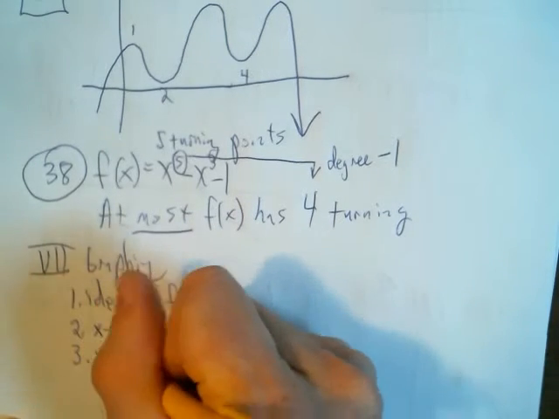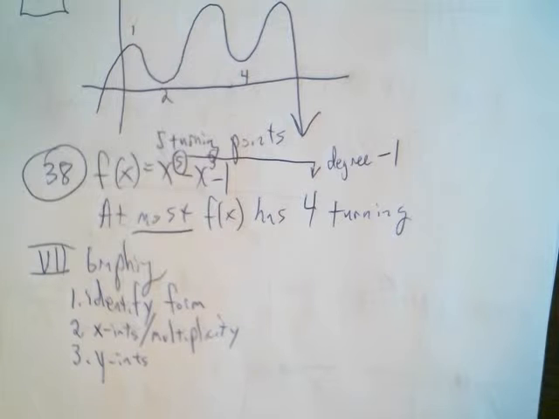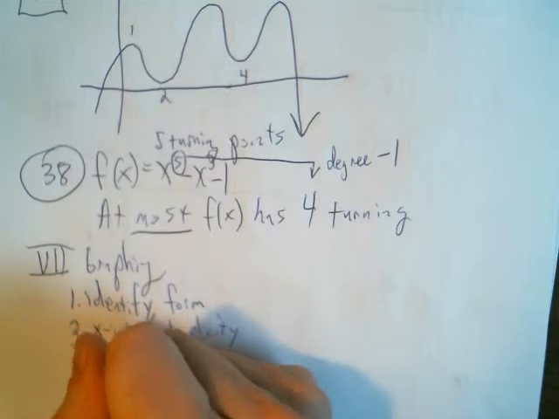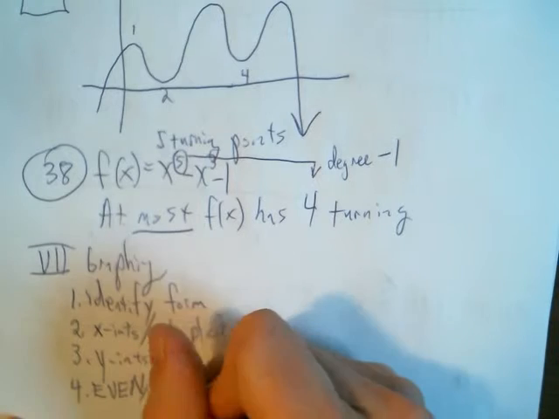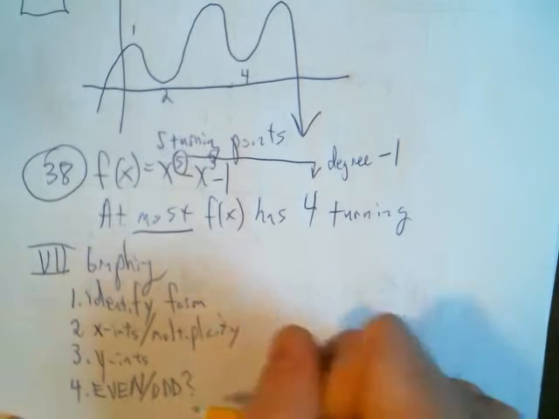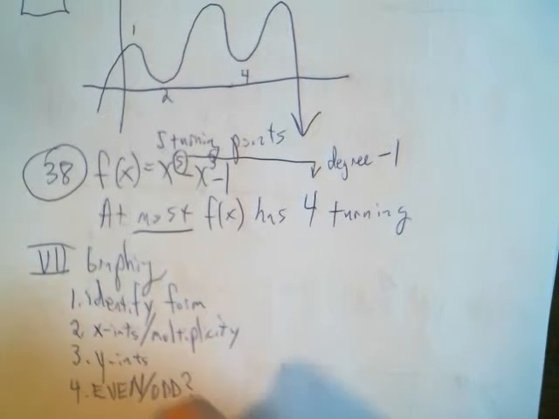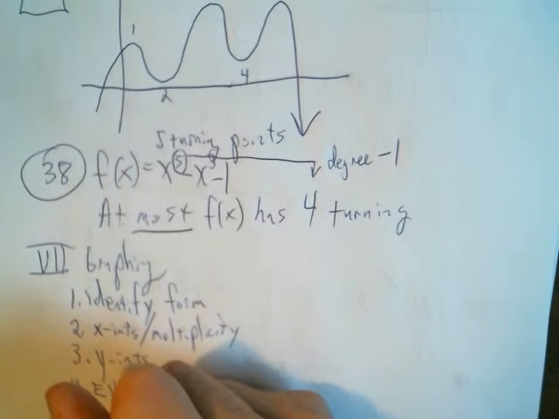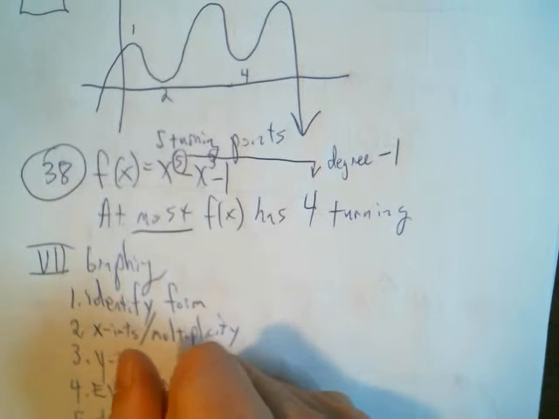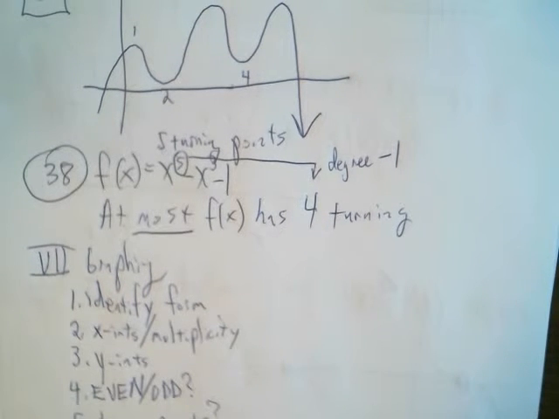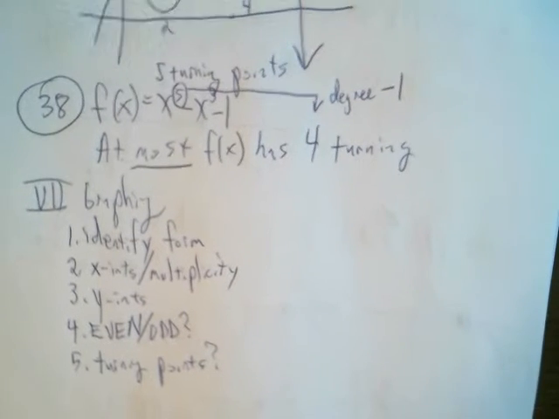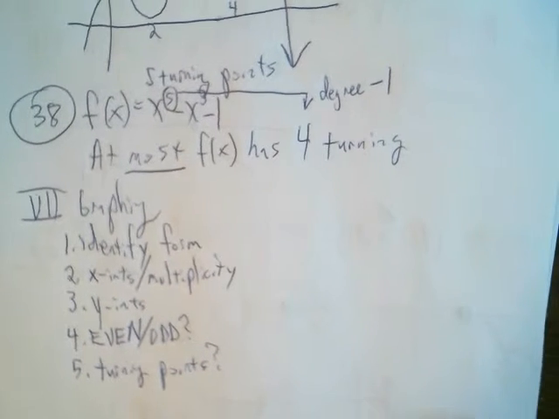Thirdly, get your y-intercepts. We could talk about even or odd symmetry. That makes life a lot easier if you know it's going to be the same on both sides of the x-axis. Okay, that helps. And then note how many turning points. That'll kind of help you check your graph. Okay, so let's actually dive in now and see if we can handle some of these problems.